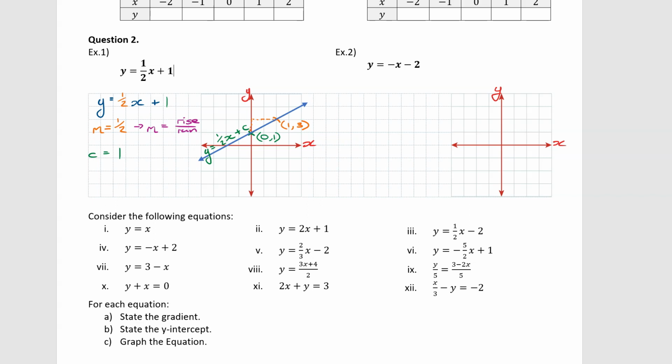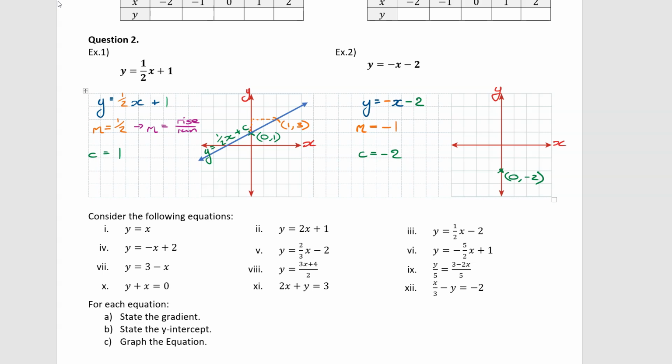Now, example 2, we have y equals minus x minus 2. So simply looking at this, the information we can infer from this particular relationship is the gradient itself is equal to minus 1, and the y-intercept is equal to minus 2. So simply starting with the y-intercept, we look for minus 2 on the Cartesian plane, and it's here. So y equals minus 2, it's 0, minus 2. And then we have to use the gradient here of minus 1.